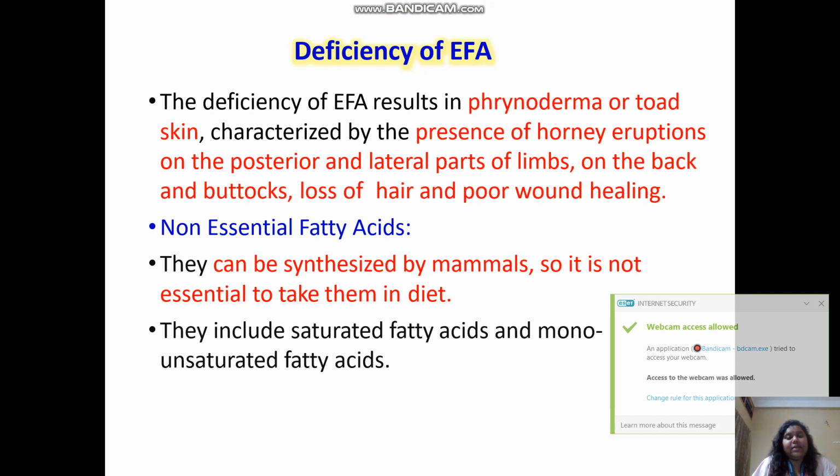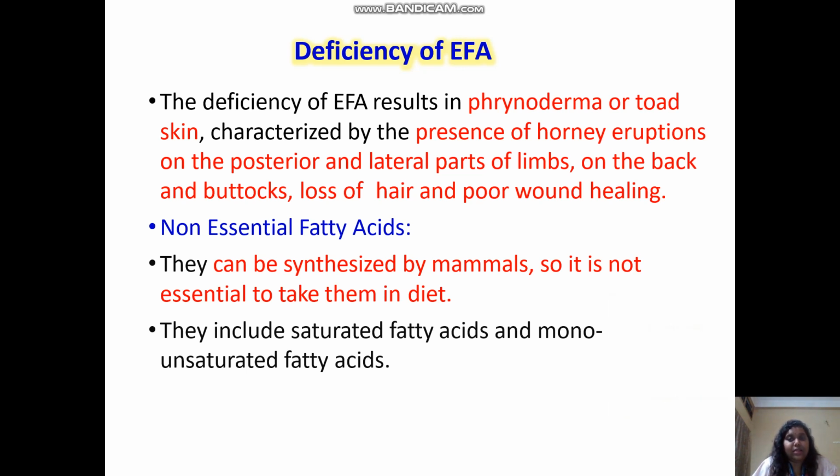So today I will be discussing the deficiency of essential fatty acids. The deficiency of essential fatty acids results in phrenoderma or toad skin, that is characterized by the presence of horny eruptions on the posterior and lateral parts of limbs, on the back, loss of hair and poor wound healing.